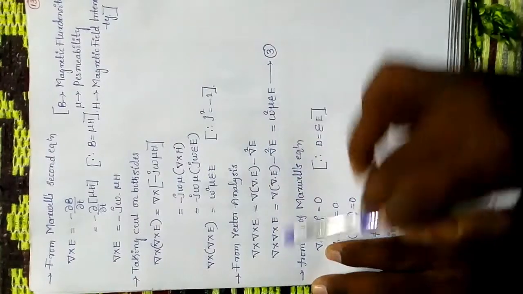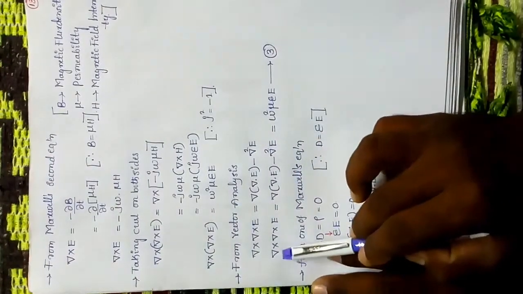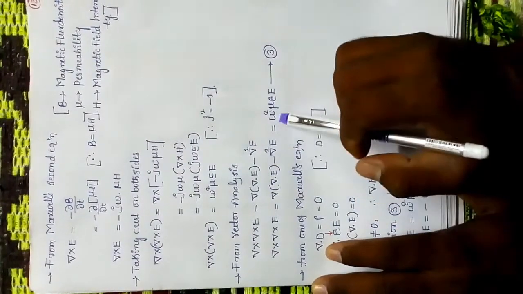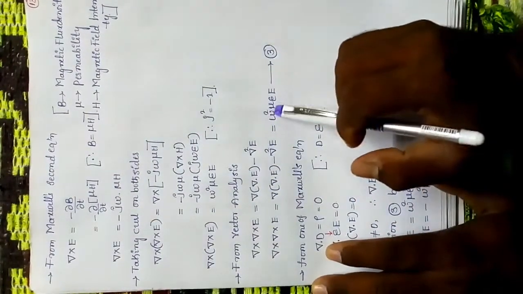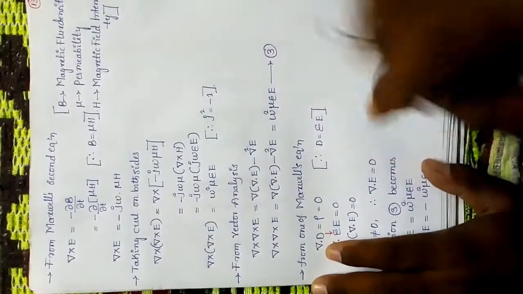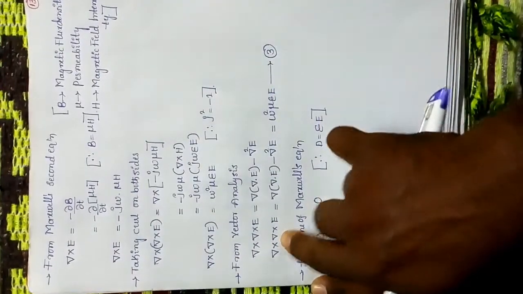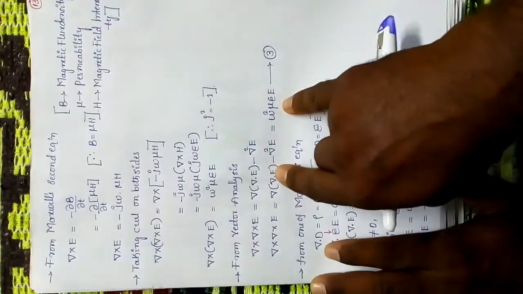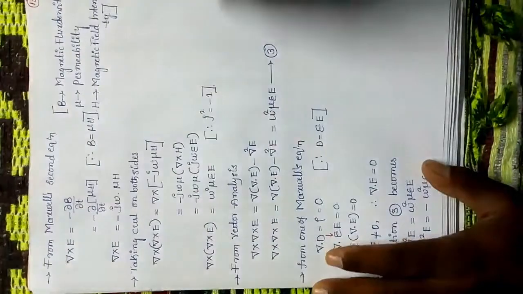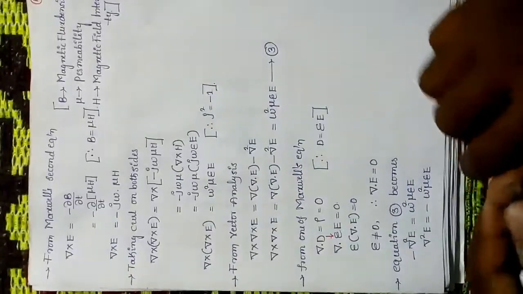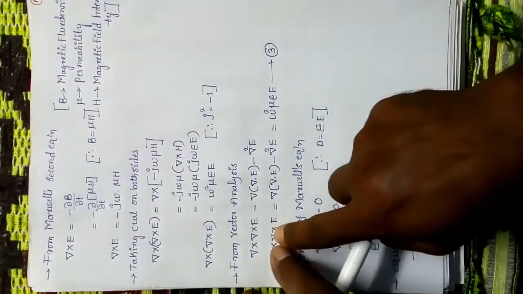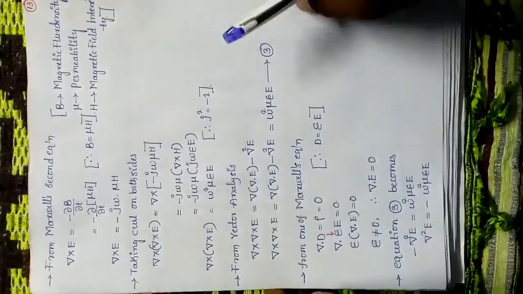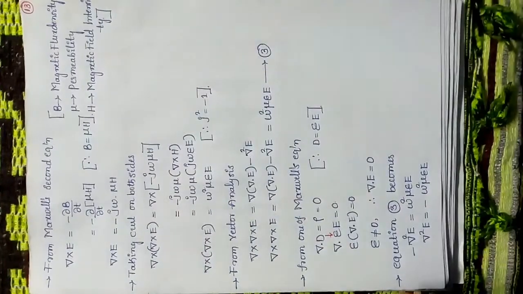I'm writing like this. So finally, from vector analysis, del cross del cross E is equal to del into del dot E minus del square E, which is equal to omega square mu epsilon E. Just observe, whichever you take equal to which, as per your capability and as necessary.